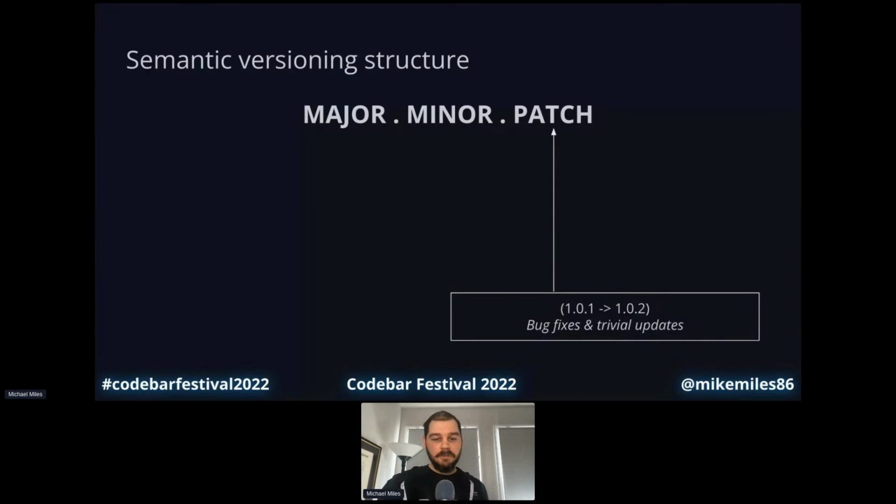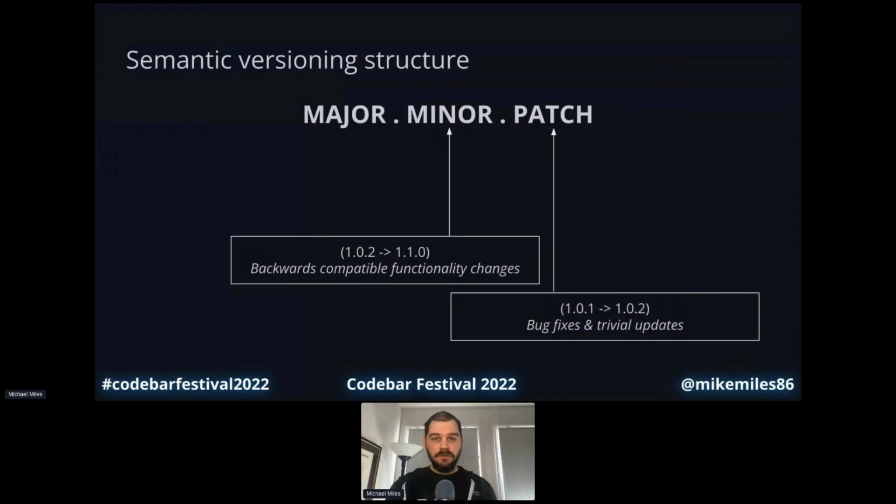Then you have the minor updates. So going from version 1.0.2 to 1.1.0. This indicates that there's been changes in functionality that is backwards compatible with the previous version. So this could be slight alterations to functionality, deprecation but not removal of functionality, or even adding new experimental functionality that's not required by the core system.